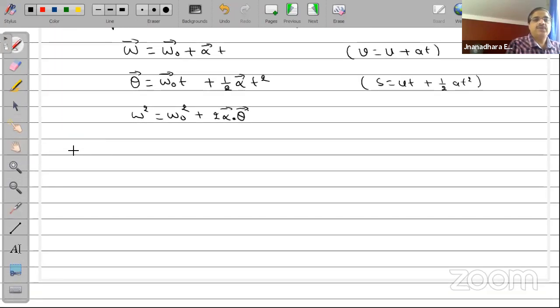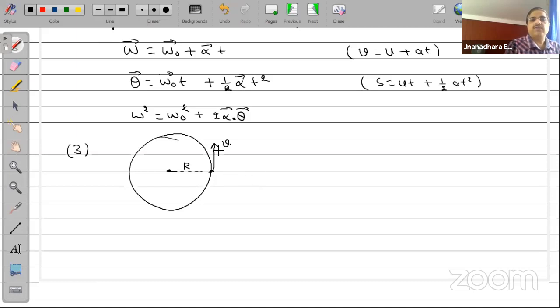Now, you will also find this relation to be useful. If a body is in circular motion, then let us say that it is revolving in an orbit of radius r, and it has a velocity here equal to v.